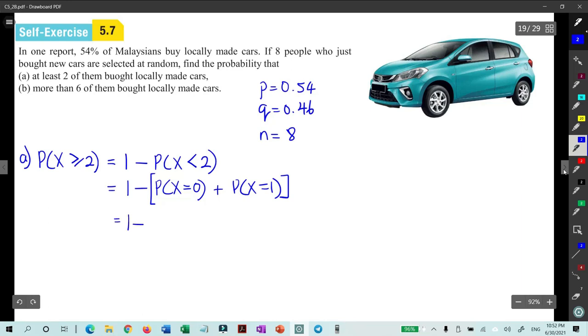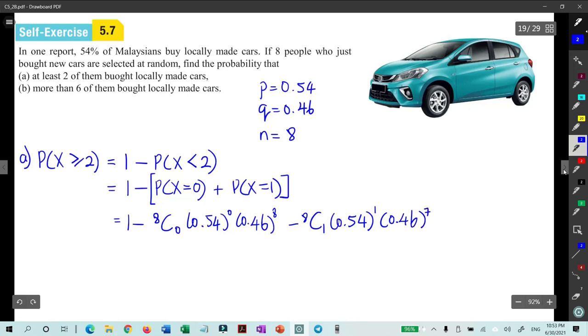Okay, so 1 minus 8C0, 0.54 to the power of 0, 0.46 to the power of 8, and minus 8C1, 0.54 to the power of 1, multiply with 0.46 to the power of 8 minus 1, 7.